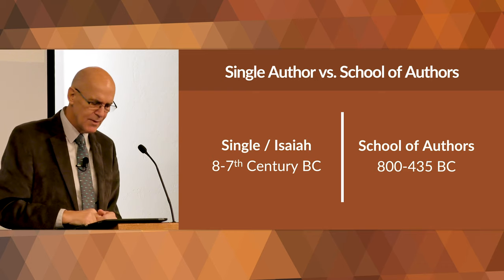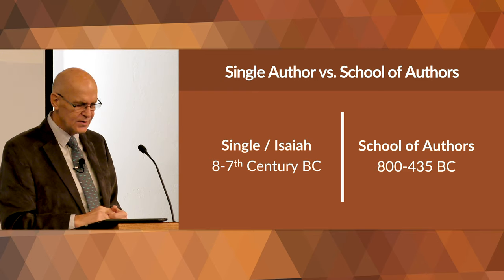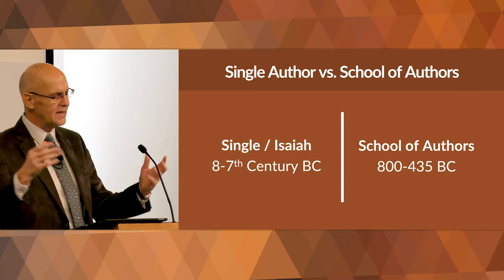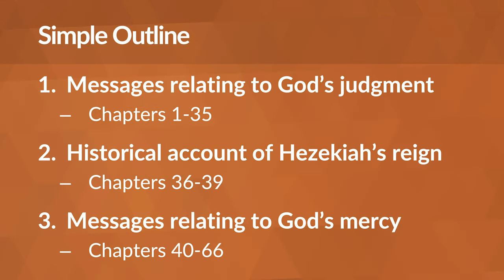Many times he's talking to other nations around, the Philistines and Moab, different nations around Judea and Israel. As I mentioned in a previous lesson, Isaiah's book can be divided into three main sections. Section one, messages relating to God's judgment, chapters 1-35. Section two, the historical account of Hezekiah's reign, chapters 36-39. Those are the easiest chapters to read because they're a historical narrative, okay? And then the third section, messages relating to God's mercy, chapters 40-66.